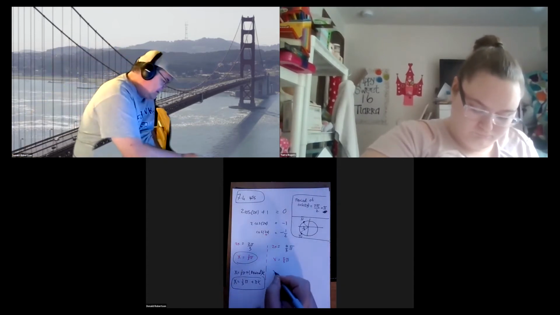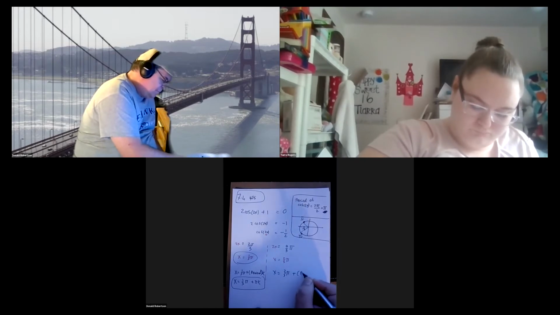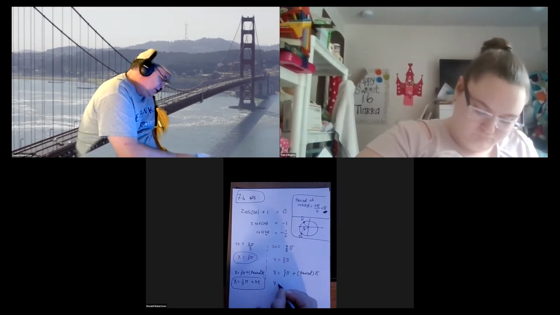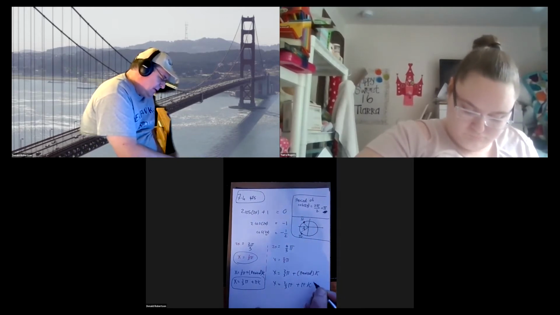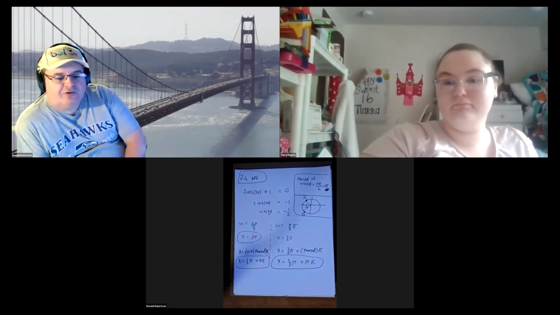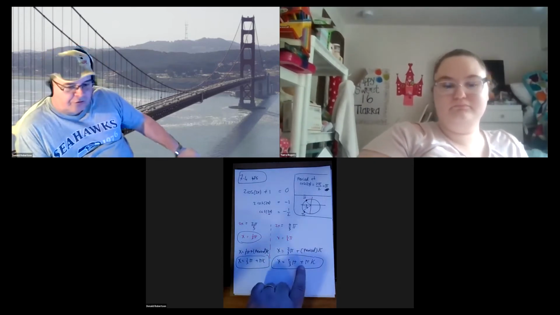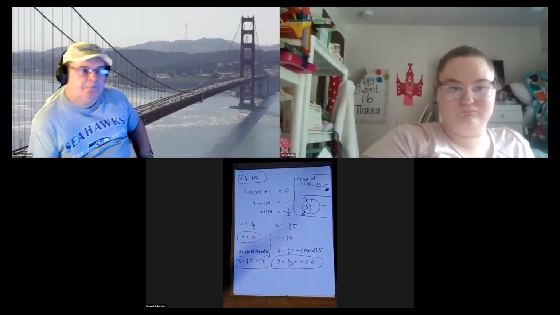And what about this fella? Well, he's 2/3 pi plus the period times k. 2/3 pi plus pi k. And there is your second solution. So if you are looking for the general solutions, the ones with the pi k's or 2 pi k's in them, this is how you get it.